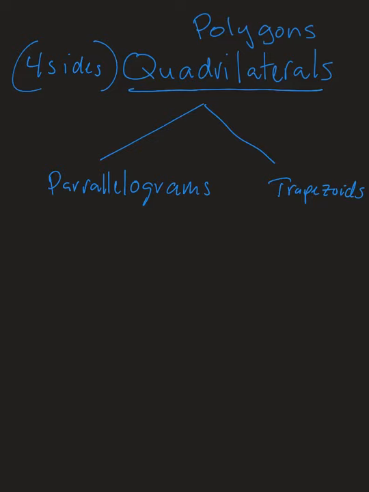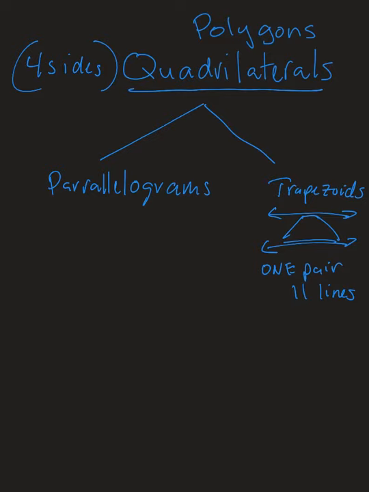Remember, when we talk about a trapezoid, we're talking about a shape that only has one pair of parallel lines. Whether it's the top and bottom or left and right, it only has one pair. Let me make this a little easier: one pair of parallel lines. Okay, that's a trapezoid. That's the easy part.